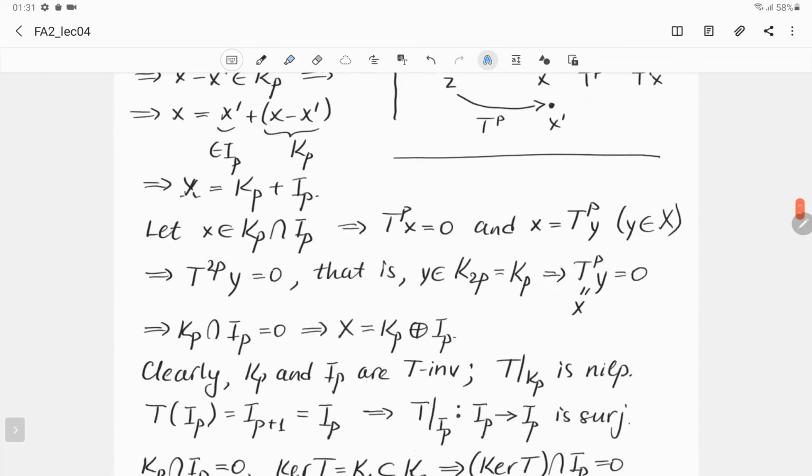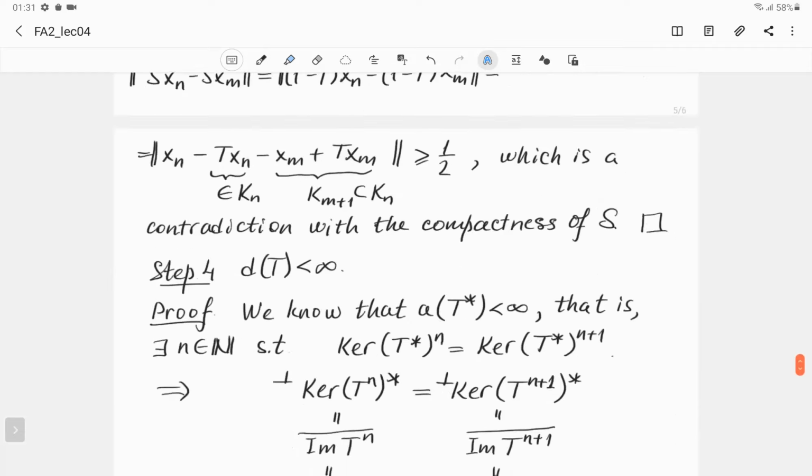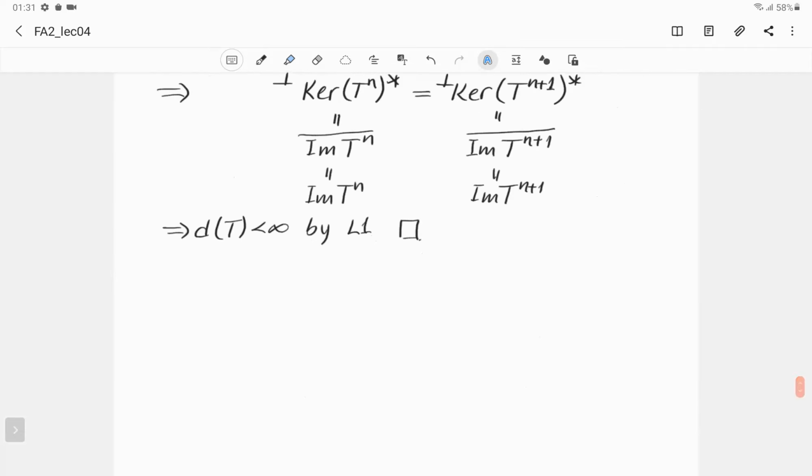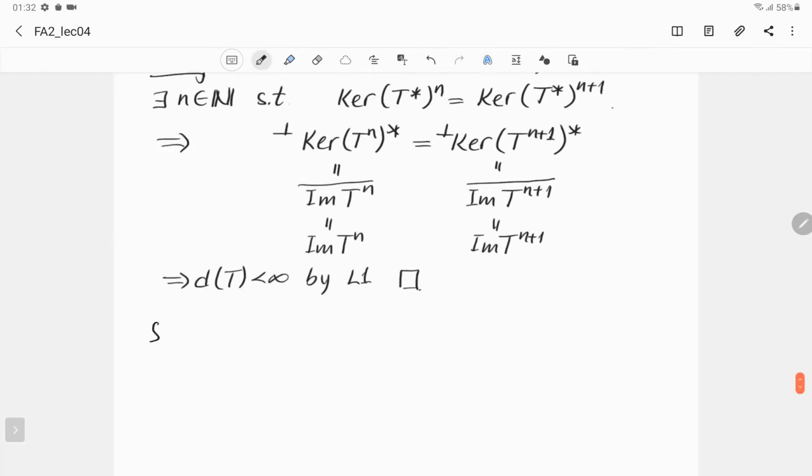So the only point which is new in part 3 of this theorem is that first of all, these subspaces are closed. Well, but Kp is closed because it is the kernel of a bounded operator, and Ip is closed because T to the power p is Fredholm. And the Fredholm operator has closed image. And this is step 5. So we now know that T to the power p is Fredholm.